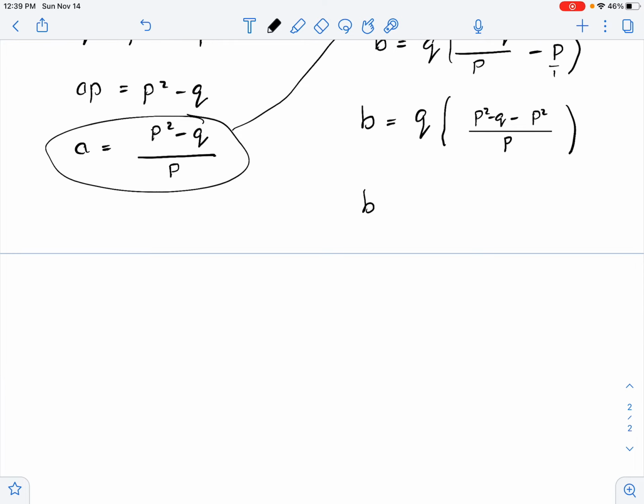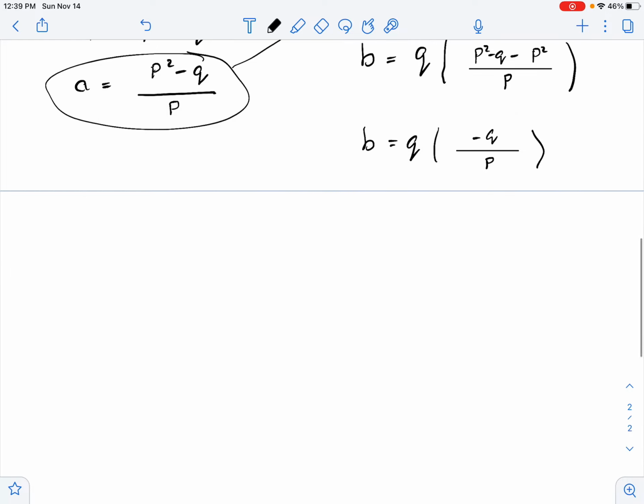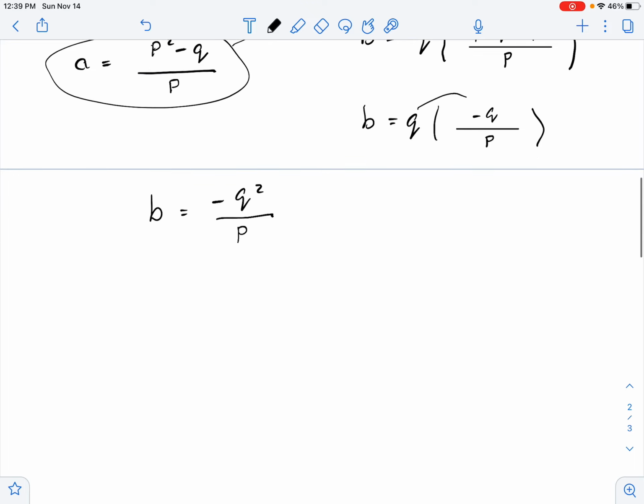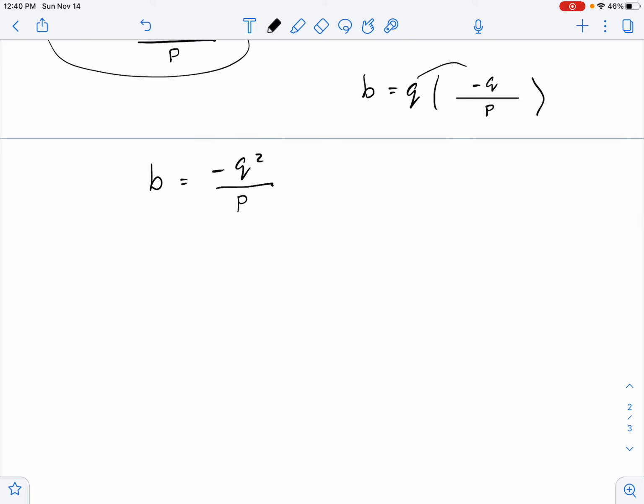And so I have b is q on, and inside the parentheses, I have in my denominator p, and then in my numerator, I have p squared minus q minus p squared, but my p squares will cancel, and I'll be left with minus q. And so distributing now my q, I'll go down to my next line. b is equal to, distributing my q in here, I get negative q times q, which is q squared, all over p. So b is equal to negative q squared all over p.